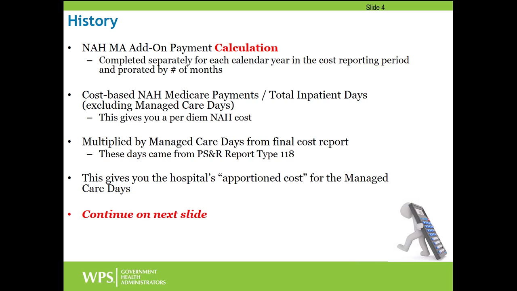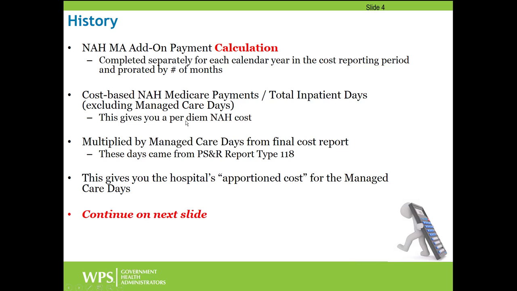But now let's take a look at some of the detail behind the calculation. So we're going to take the cost-based nursing and allied health Medicare payments, which is basically the Medicare apportioned cost related to nursing and allied health. We will later go through the actual cost reporting references, but I just want to talk about the overview. So we'll take those cost-based nursing and allied health Medicare payments divided by the total inpatient days. Now these inpatient days are going to exclude the managed care days, so it's total except for those that were managed care to begin with. Basically this gives you a per diem nursing and allied health cost.